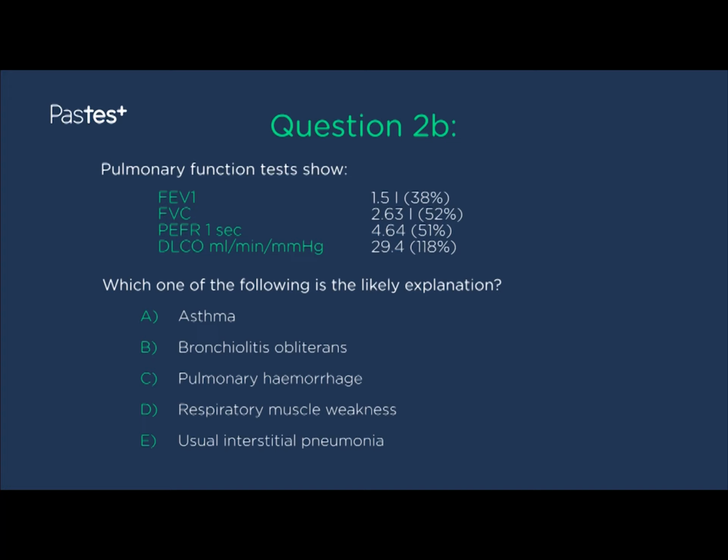So there's not many causes of a raised transfer factor for MRCP. And pulmonary hemorrhage has to be top of the list. And that fits with what we think is going on with this patient. That was what that chest x-ray looked like it might be.